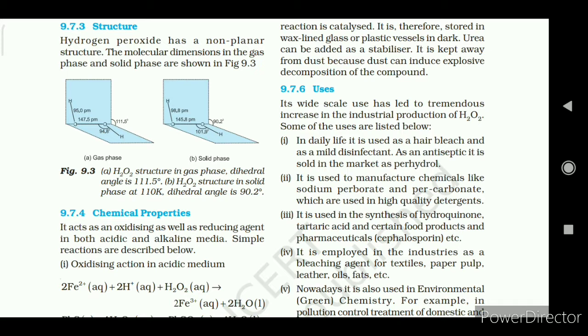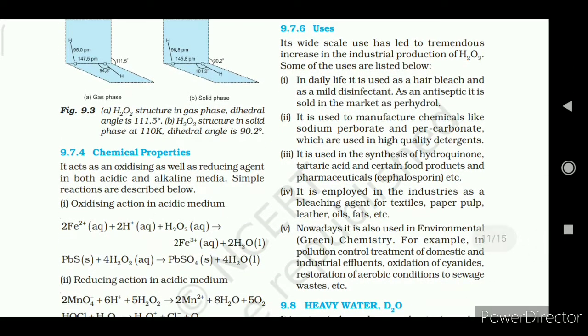Number 3. It is used in the synthesis of hydroquinone, tartaric acid in certain food products and pharmaceuticals, etc. Number 4. It is employed in the industry as a bleaching agent for textiles, paper pulp, leather, oil, fat, etc. Number 5. Nowadays, it is also used in environmental industry. For example, in pollution control treatment of domestic and industrial effluents, oxidation of cyanides, restoration of aerobic conditions to sewage waters, etc.